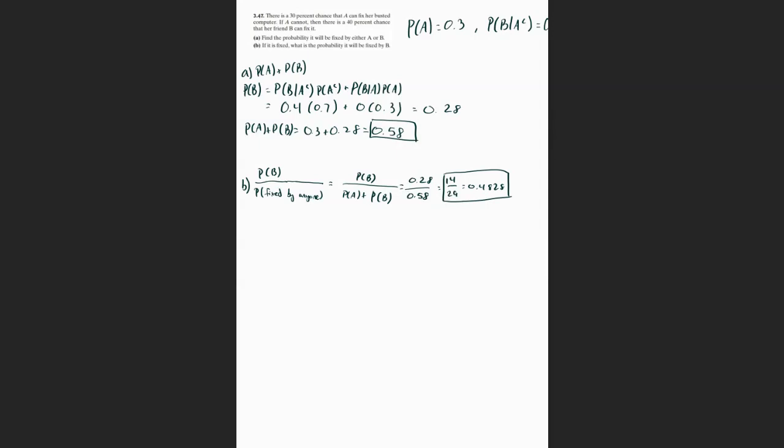0.58. And part B: if it's fixed at all, what is the probability that B fixed it? To find this, you need the probability from the last problem, that it's fixed at all by anyone, as the sample space, and then of that, the probability that B fixed it, which is 0.28 over 0.58, which is 14 over 29. I see. If it's fixed, what is the probability it was fixed by B? Yes, okay, got it. Great.